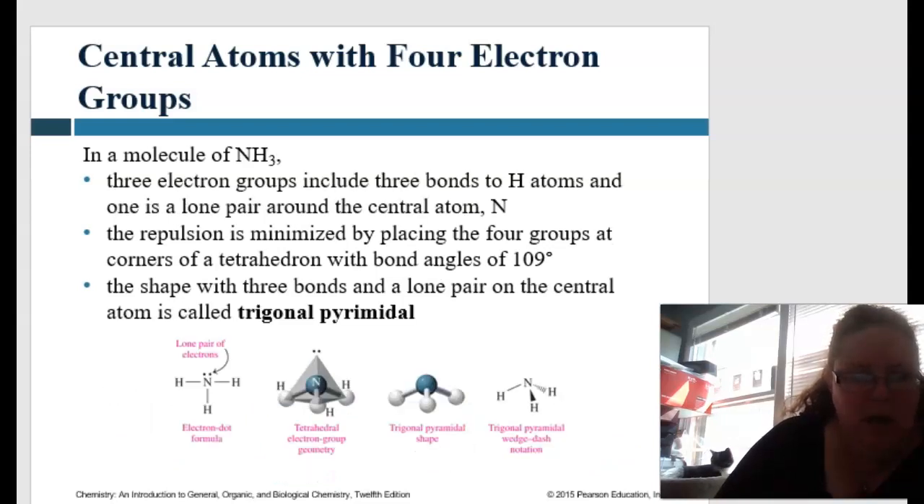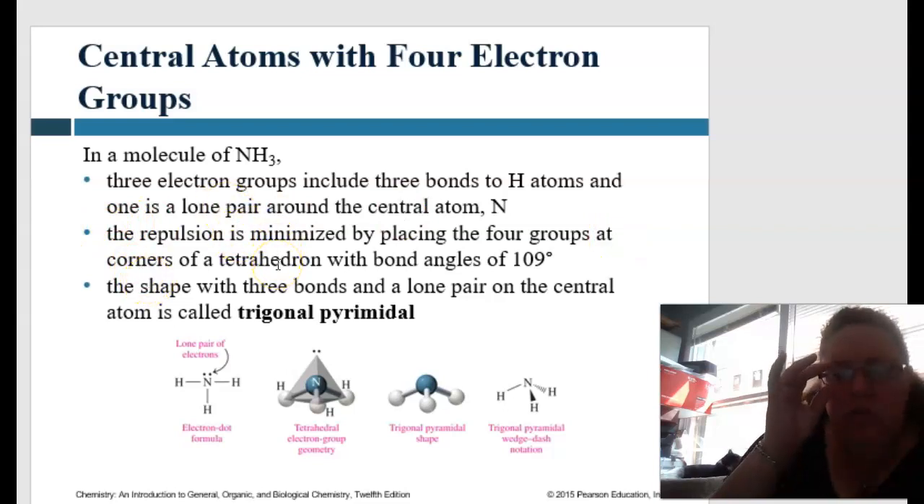In a molecule of NH3, the 4 electron groups include 3 bonds to hydrogen atoms, and 1 is a lone pair around that central atom, a nitrogen. The repulsion is minimized by placing the 4 groups at the corners of the tetrahedron with bond angles of 109 degrees. And the shape of 3 bonds and a lone pair on the central atom is called a trigonal pyramid, or pyramidal. Okay, trigonal pyramidal. Apparently my tongue's getting tied today.